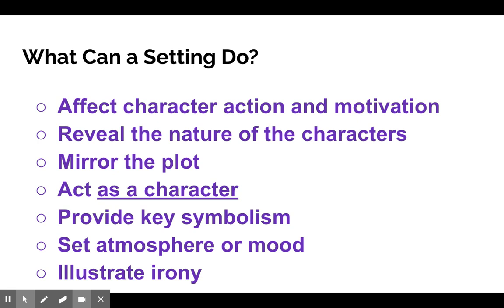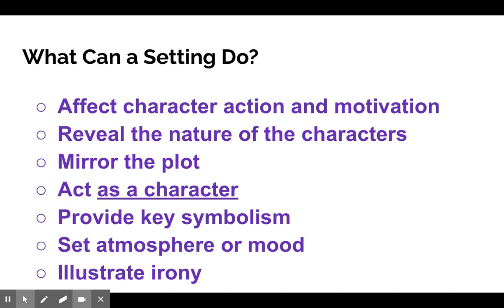It can also reveal people's true character, right? So if you are being attacked by a Tyrannosaurus Rex in this kind of setting, how do you react? How do you respond? Some people are going to respond one way, others respond differently. A great example of this is the movie Titanic, where everybody is reacting differently as the ship is sinking.